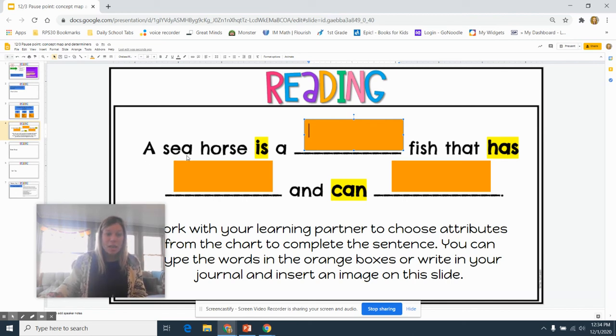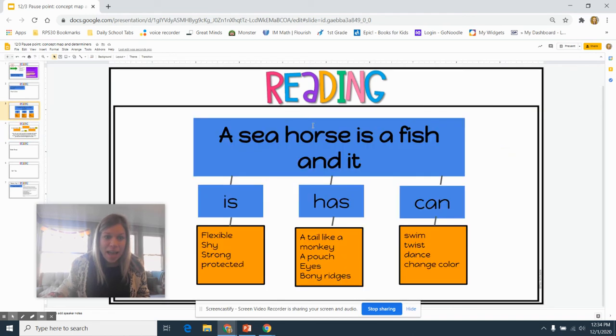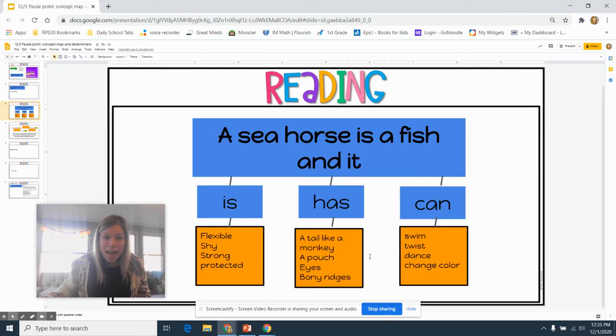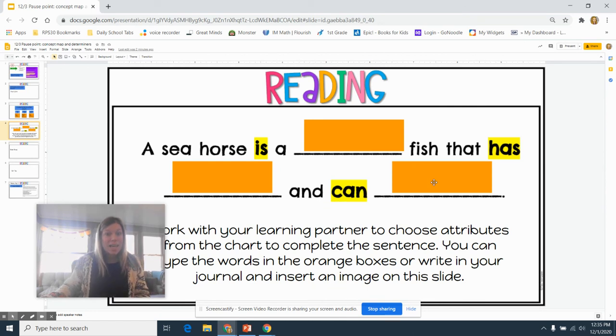So it says, a seahorse is a blank fish. So we know it's a fish, but what kind of fish is it? So you can go back to the box where you see is and choose one of those adjectives, one of those describing words. I could say a seahorse is a flexible fish, or is a strong fish. Choose one of those words that has blank. So now I have to think about its body parts. What does it have? Think of those nouns. Okay, and then the last one, and can blank.